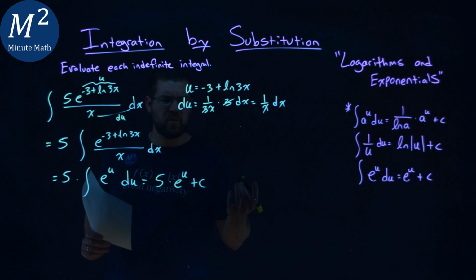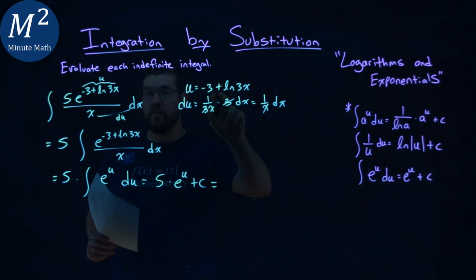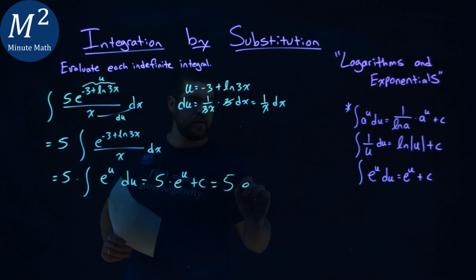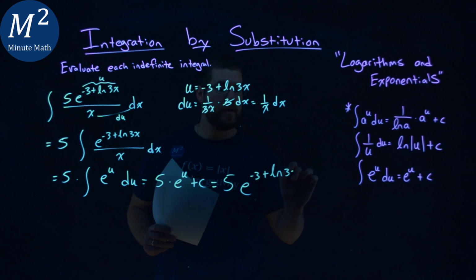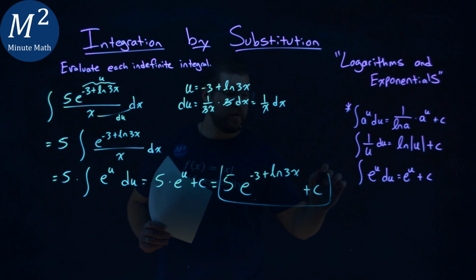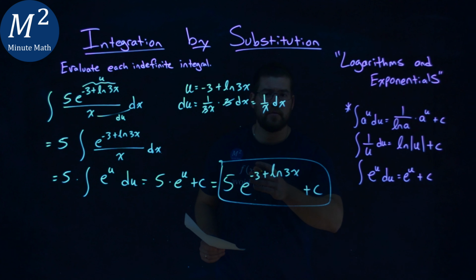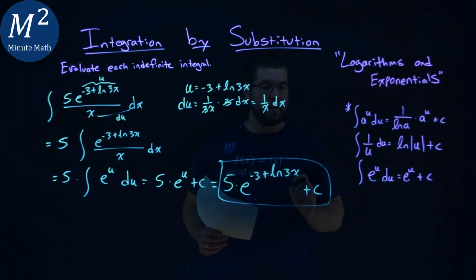What do we do now? Well, let's go plug what we have for u back in terms of x. So 5e to the u power, which is a negative 3 plus natural log of 3x. And then don't forget the plus c. And that's it. Pretty simple. But my final answer here is 5 times e to the negative 3 plus natural log of 3x power plus c.